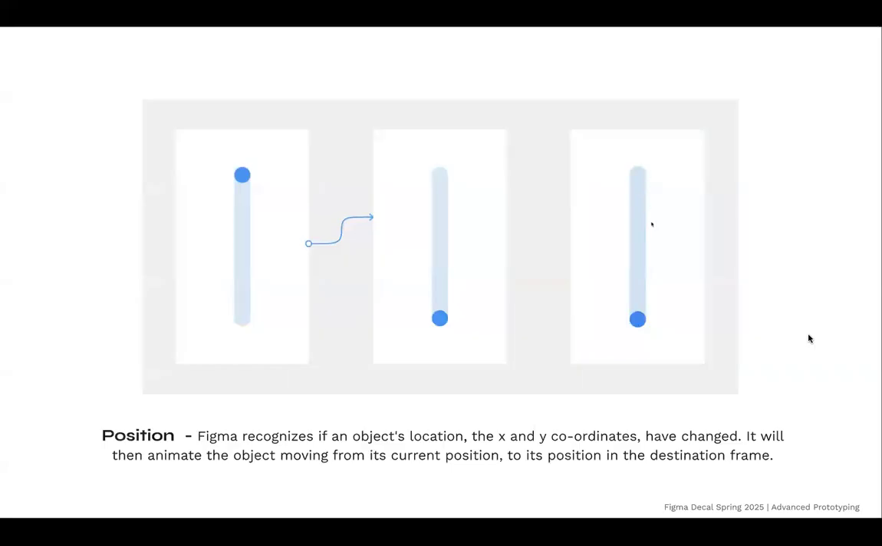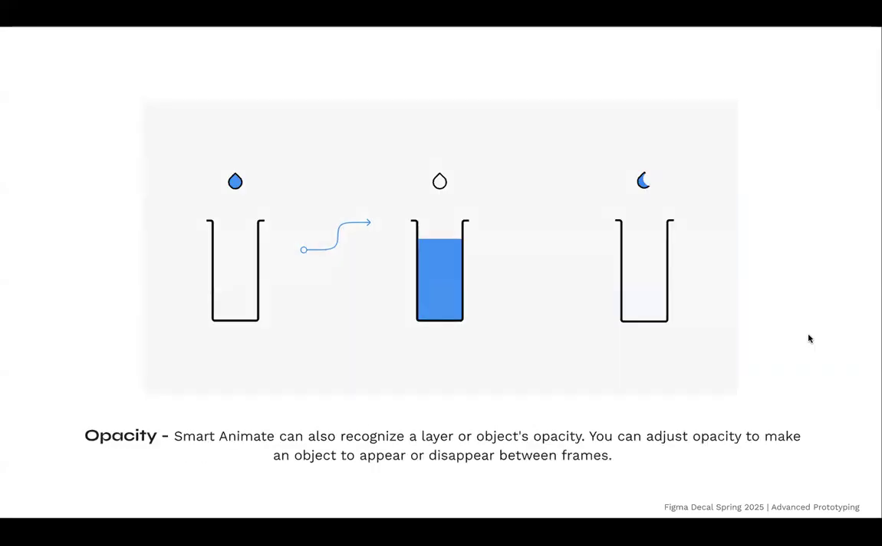Position, it will be able to recognize the object's location and the X and Y coordinates if those have changed, and it will then animate the object moving from its current position to its position in the destination frame. Smart Animate can also recognize a layer's or object's opacity, and you can adjust this to make an object appear or disappear between frames.